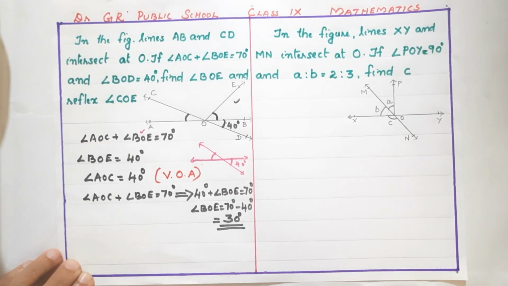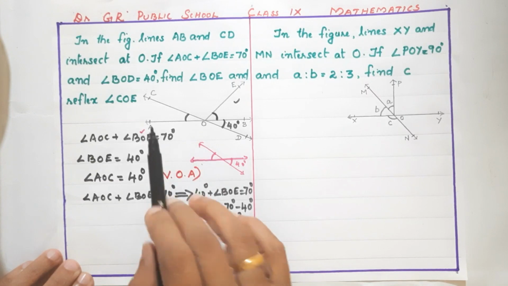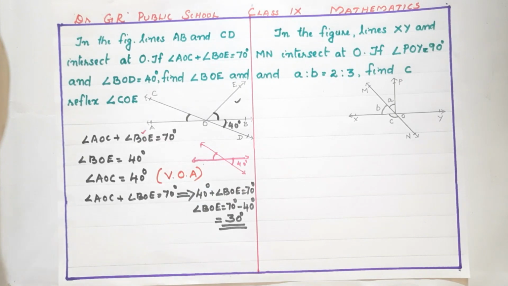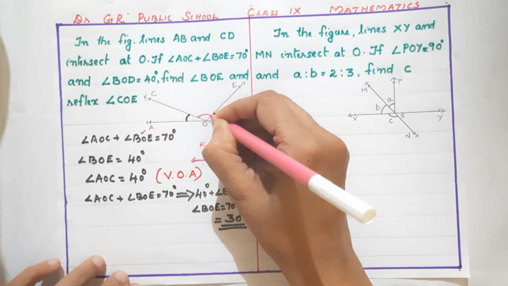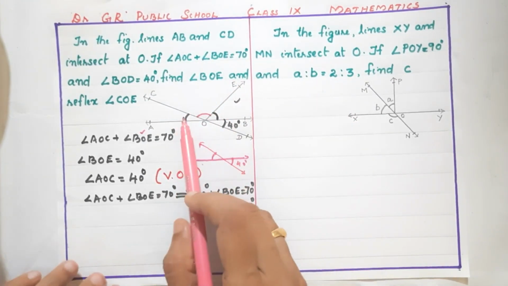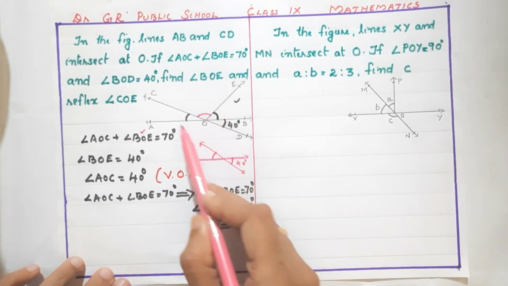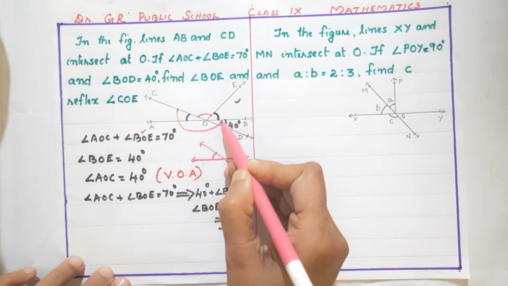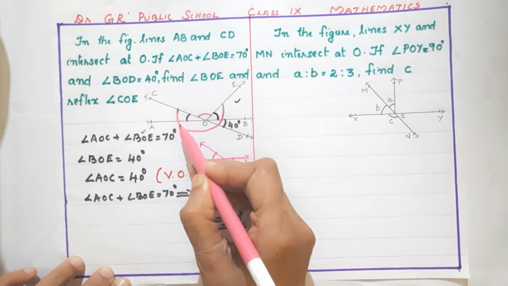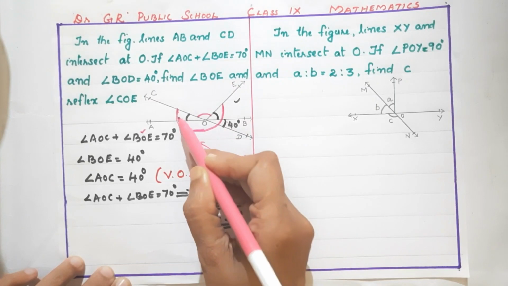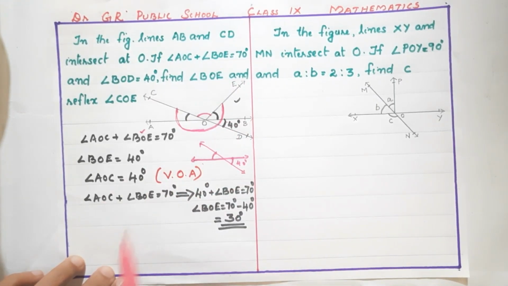What is meant by reflex angle COE? So this angle is angle COE. We will name this angle as angle COE. Isn't it? This is angle COE. Okay. Now reflex angle COE means this remaining part. This is reflex angle COE. How will you get that reflex angle COE? Can you have any idea?